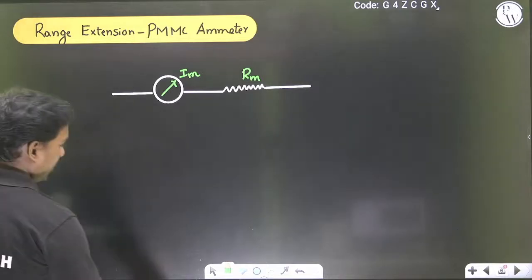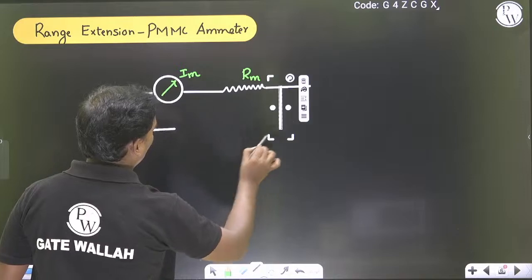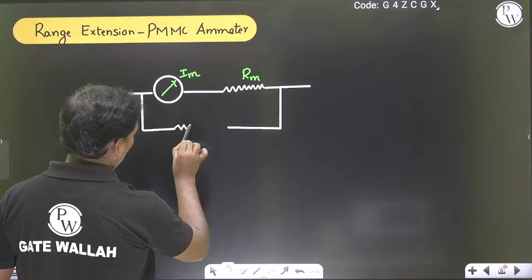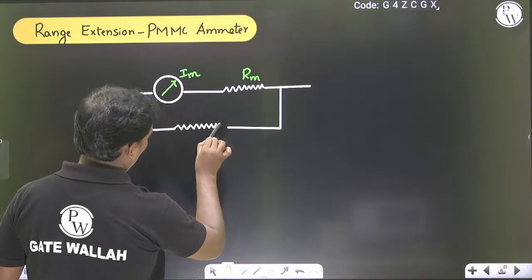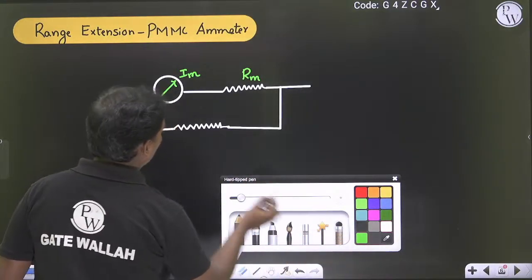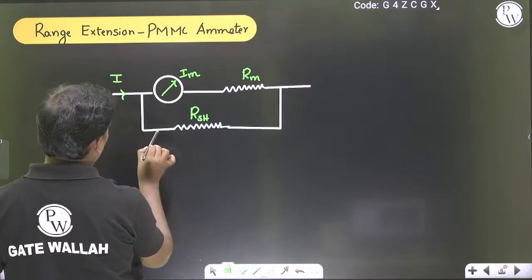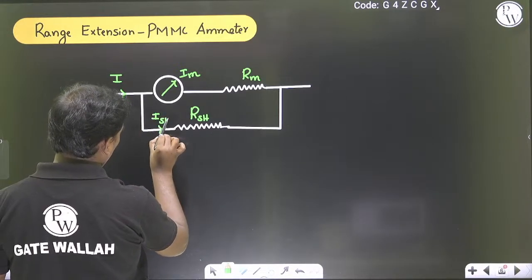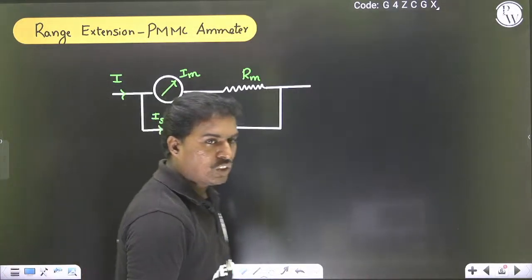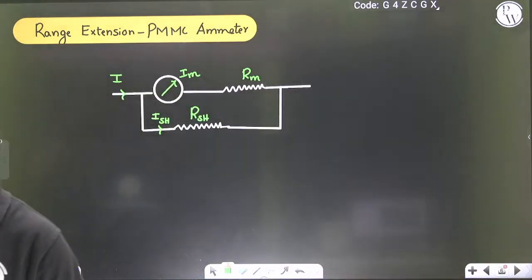You have to attach a shunt resistance. This is the shunt resistance RSH. This is I, and this is ISH. By attaching a shunt resistance, the range becomes extendable.